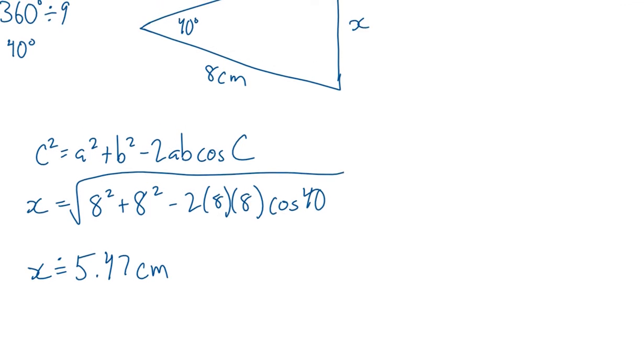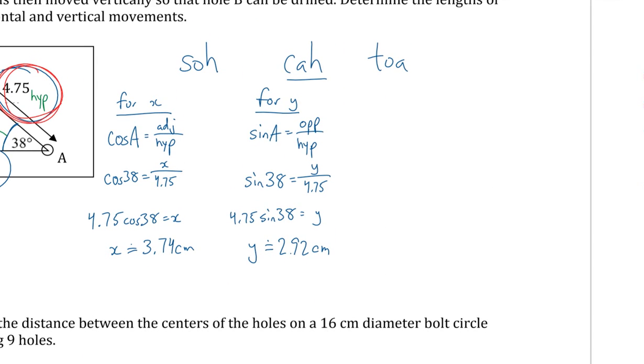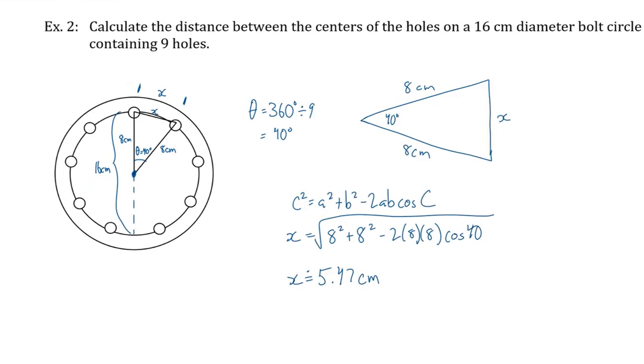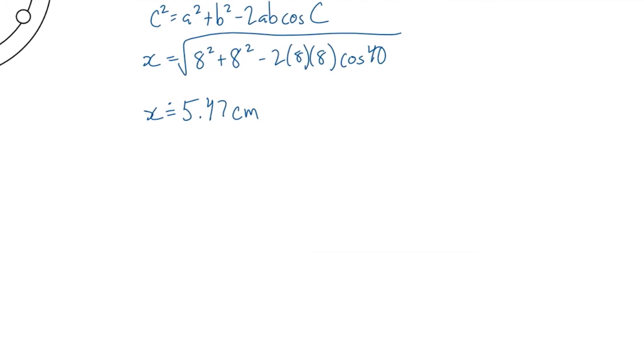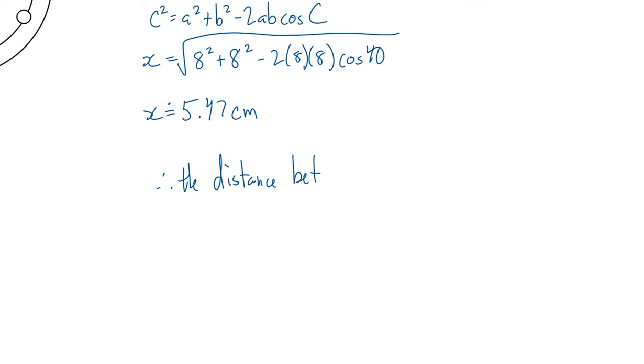And in the first one, I didn't do a therefore statement because there were 2 answers, and it's a little bit trickier doing that. In this one, again, I don't know. It's not the kind of word problem that screams therefore statement to me, but when in doubt, it's always a good idea to do that. Therefore, the distance between holes must be 5.47 centimeters.